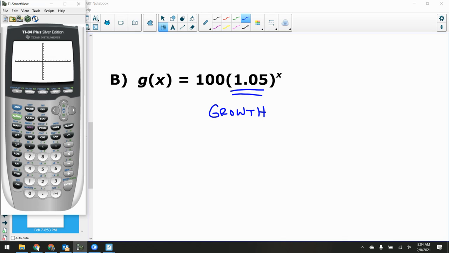Now, I don't see anything. Why don't I see anything? Because the starting value is 100, right? If I plugged in 0 in for x, what's my y-intercept? 100, right? 1.05 to the 0 power is 1. 100 times 1 is 100. So let me do this. Let's manipulate our window a little bit. Let's go zoom fit. Why not? Usually that works. Let's see zoom fit.